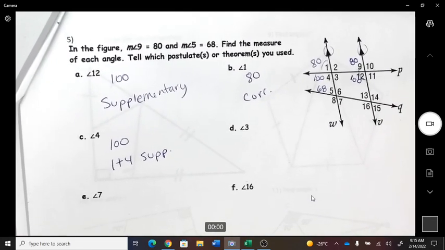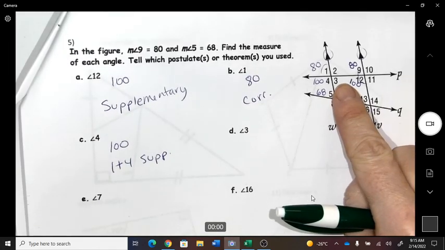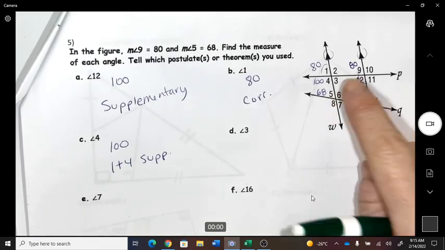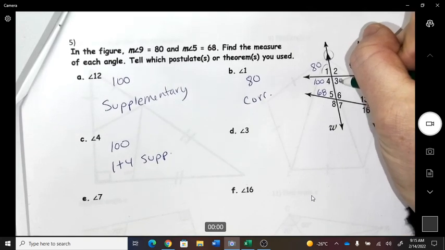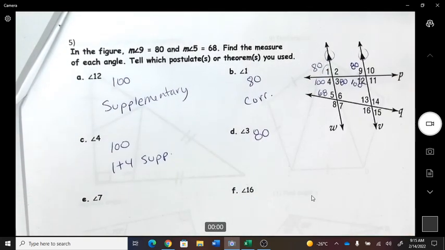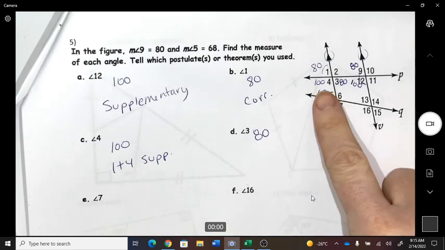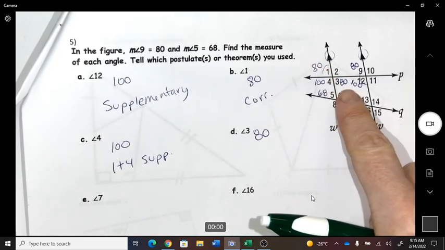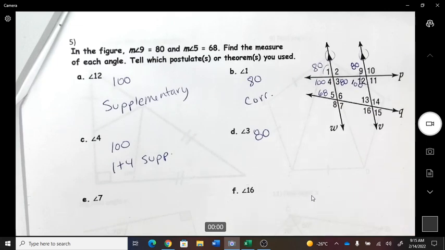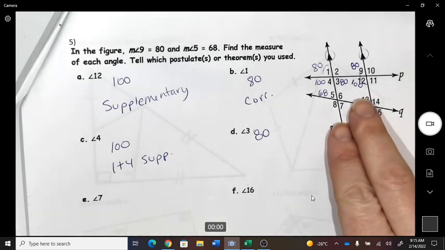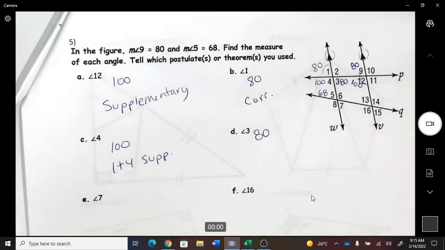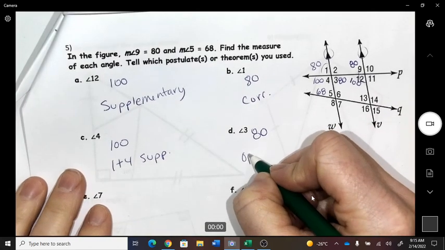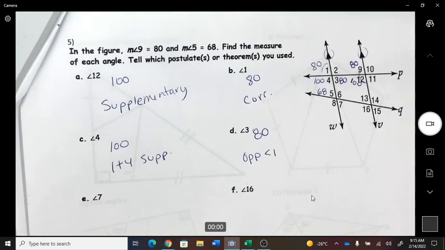Angle 3. What is angle 3 then? We should have 80. And you can go with a bunch of reasons there. You could go, well, it's supplementary with 4. You could say it's opposite of 1. You could say it's supplementary with 12 because they're interiors on the same side, or so I'm going to go with it's opposite of angle 1, but you could go supplementary with 4.